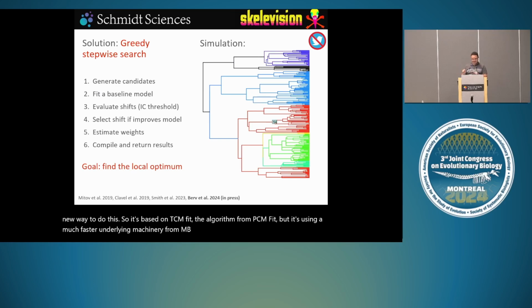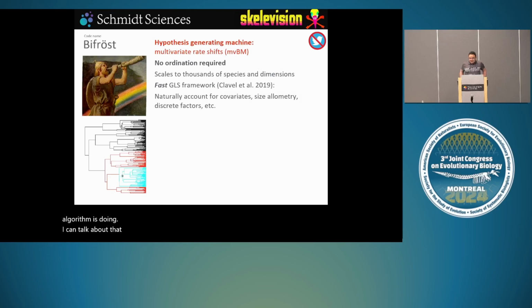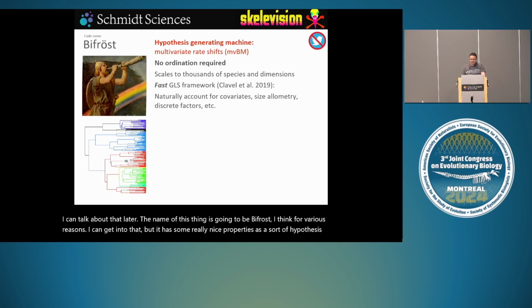I'm not going to go into exactly what the algorithm is doing. I can talk about that later. The name of this thing is going to be Bifrost, I think, for various reasons. I can get into that. But it has some really nice properties as a hypothesis-generating machine. You don't need to do any kind of ordination. It works on hundreds of dimensions at the same time. It's super fast. And you run it with a regression model, so you can naturally include size or factor variables or whatever.